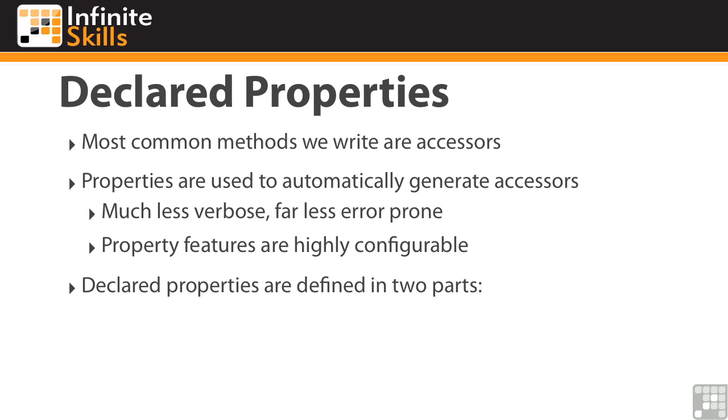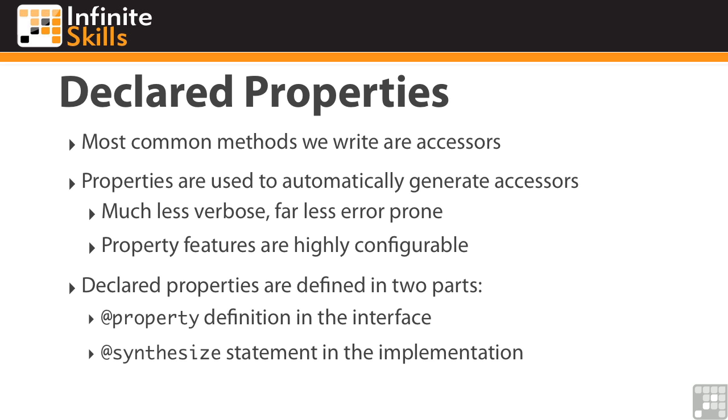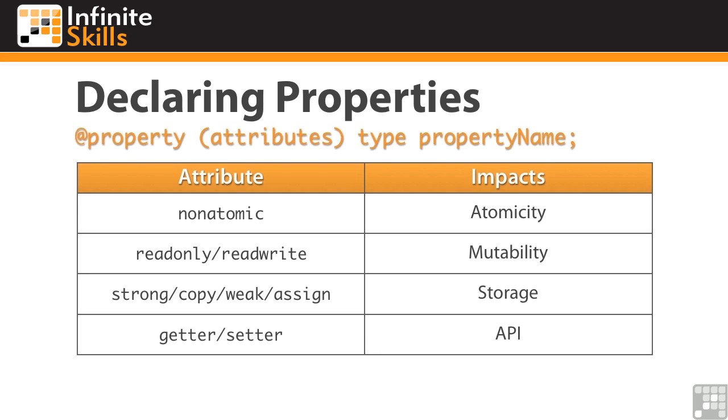Now, just like other methods, properties are declared in two parts. The property definition itself is defined in the class interface, and then we use this @synthesize statement in the implementation to tell the compiler to actually generate the implementation for us. So let's talk about the property declaration. Property declarations always take the basic form as illustrated in the orange text. So we begin with an @property, specify one or more attributes, specify the type, and then finally the property name.